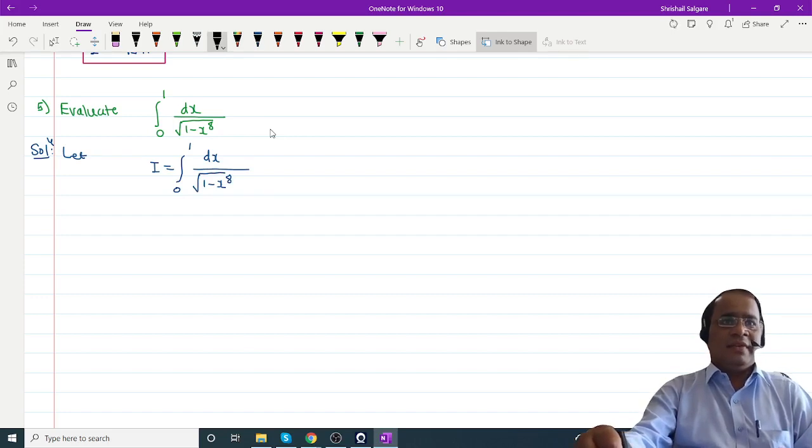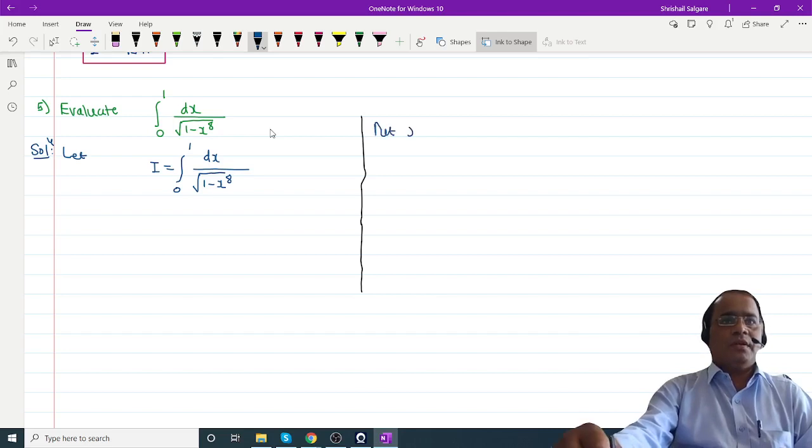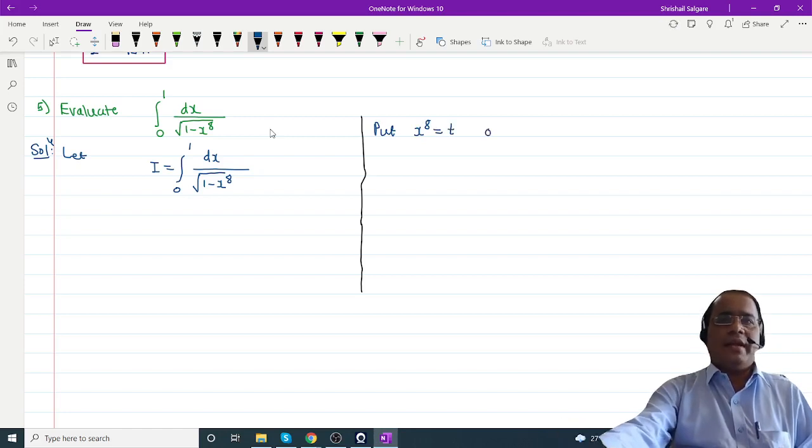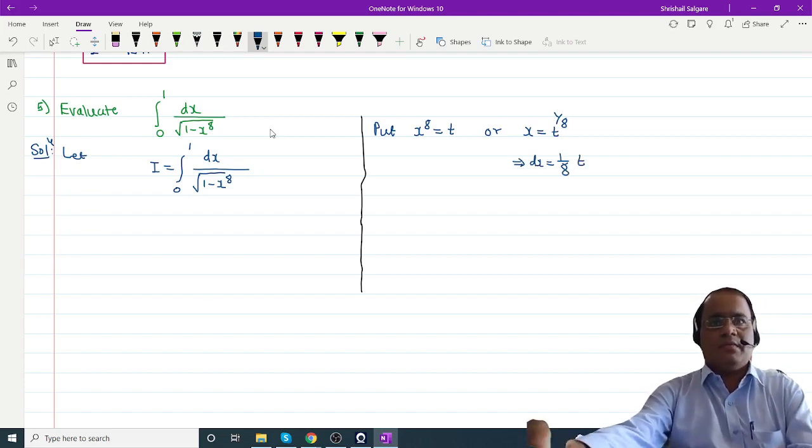Yes, anyone can guess the substitution? x raised to 8 equals to t, sir. Good. Here directly 1 minus t term we require. That's why put x raised to 8 is equal to t, or x is equal to t raised to 1 by 8. That's why this dx comes as 1 by 8 t raised to 1 by 8 minus 1. What it will come? Minus 7 by 8. Minus 7 by 8. Okay.